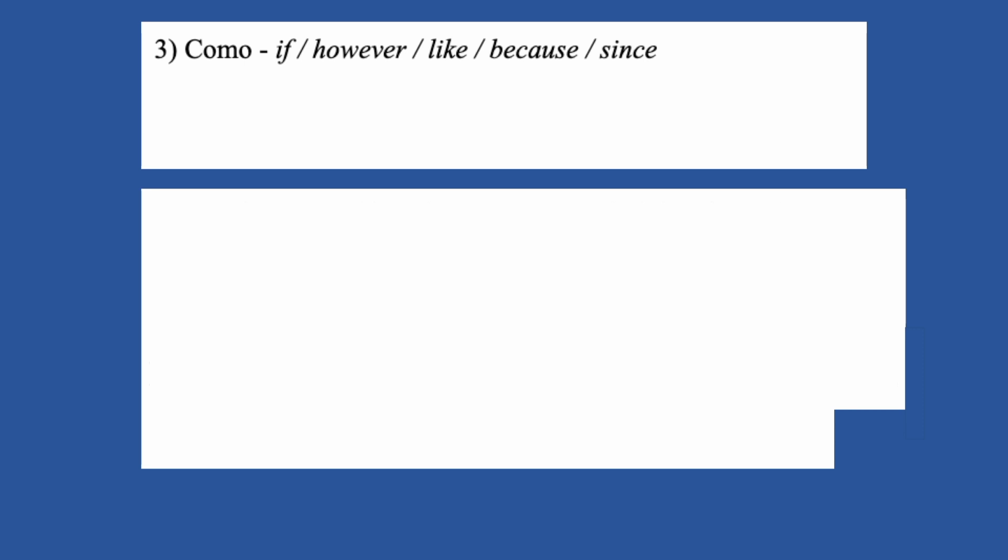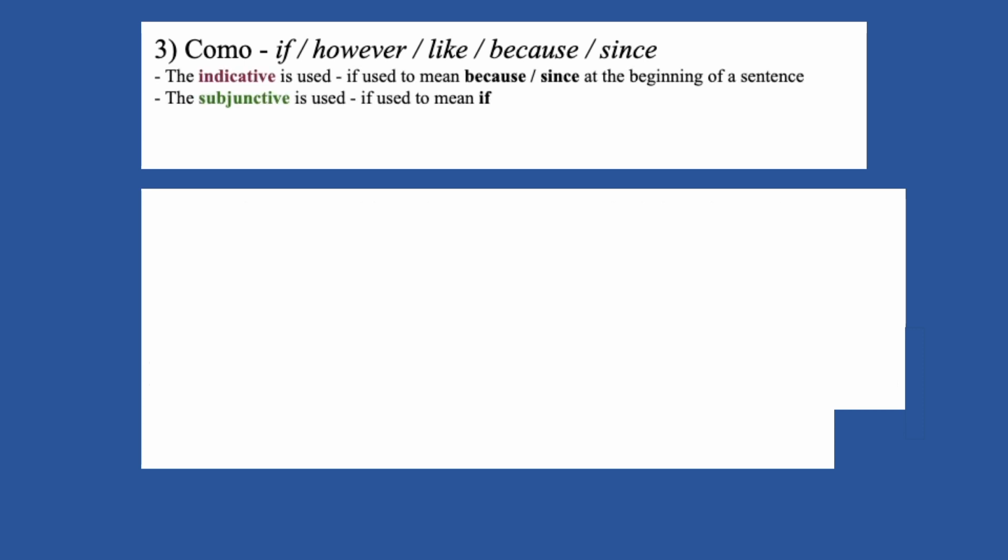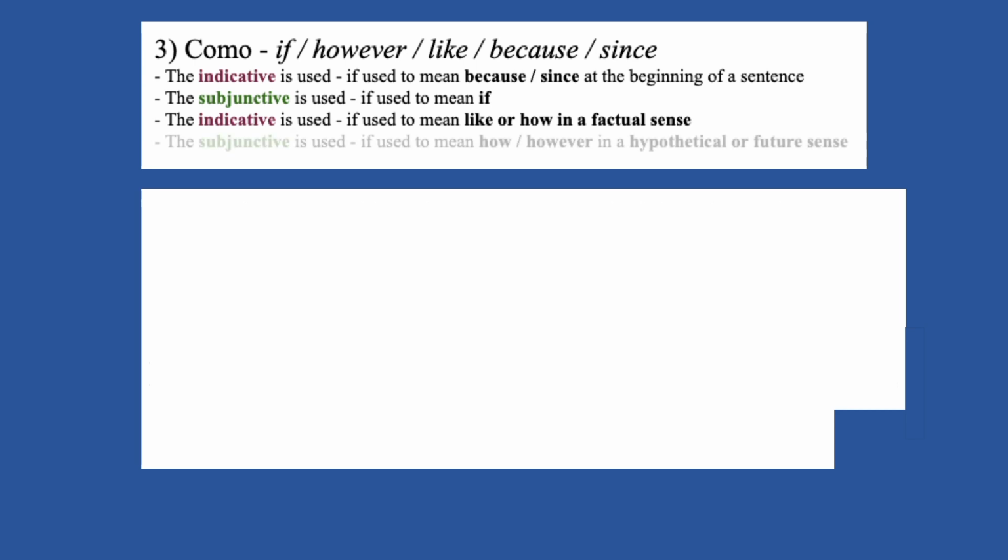Como uses the indicative if used to mean because or since. It uses the subjunctive if used to mean if. It also uses the indicative if used to mean like or how in a factual sense. And it also uses the subjunctive if used to mean how or however in a hypothetical or future sense.